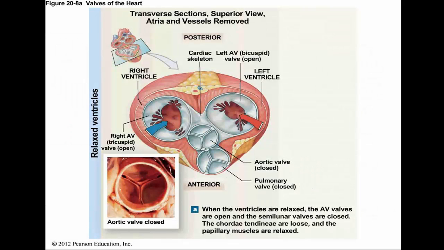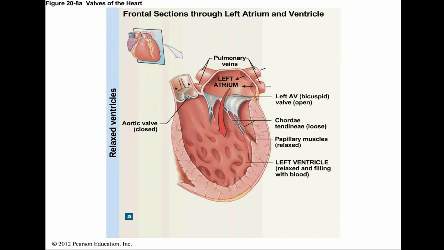Here you can see, again, when we've got the ventricles relaxed, that the left and right AV, the atrioventricular valves, are open. So the ventricles are relaxed, and at this stage the blood would be draining from the left and right atrium into the ventricles. Whilst they are filling with blood, of course we don't want blood moving back from the aorta or the pulmonary artery. So that's when the aortic valve and the pulmonary valve are closed.